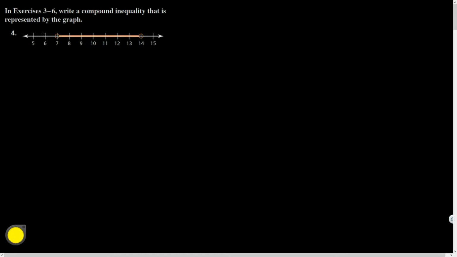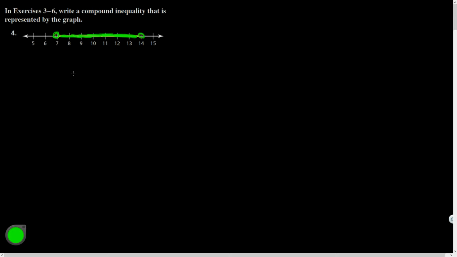All right, so here I've got this graph. It says, write a compound inequality that is represented by the graph. And perhaps you can see that it's shaded in between these values, and it's got an open circle at 7 and 14. So does it include 7 as a solution? No, because it's an open circle. How about 14? No, for the same reason.